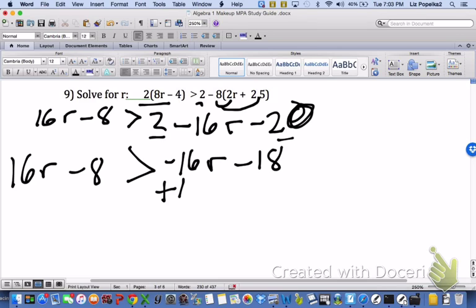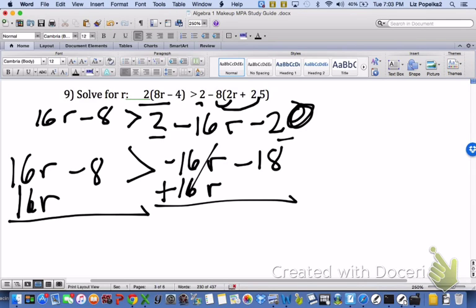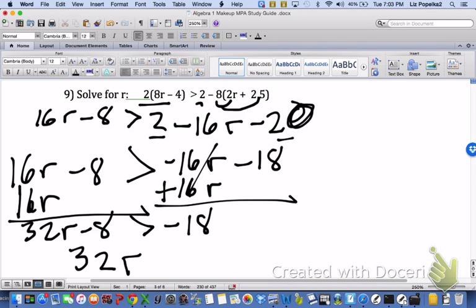I'm going to get rid of this negative 16R with a positive 16R. That is going to leave us with 32R minus 8 on the left-hand side is greater than negative 18. I'm going to cancel out this negative 8 by adding positive 8 to both sides. That'll leave us with 32R is greater than negative 10.